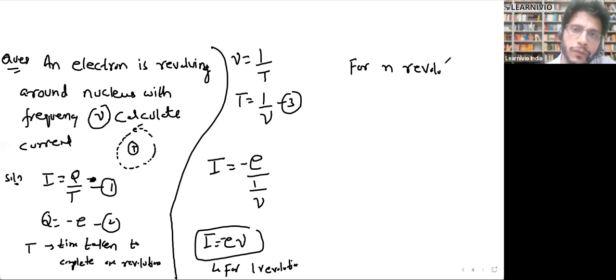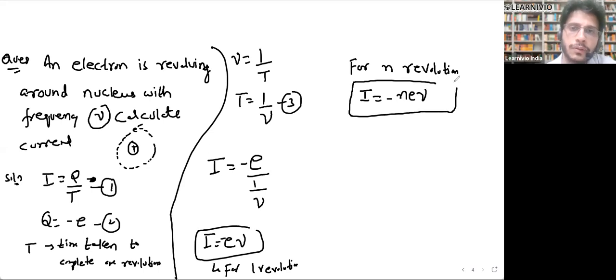For n revolutions, your current will be n times E nu. So that's your current: minus of n E into frequency. n is the number of revolutions, E is the electronic charge, and nu is the frequency. So this is the current for n revolutions. Note it down. These are small one marker questions.